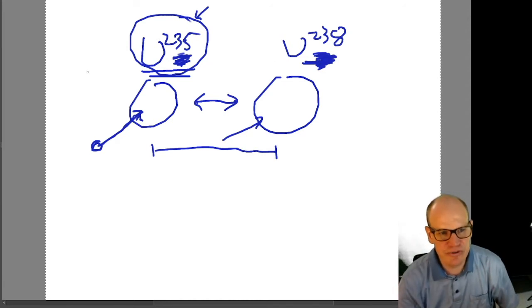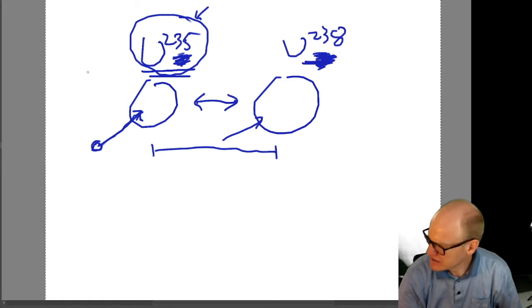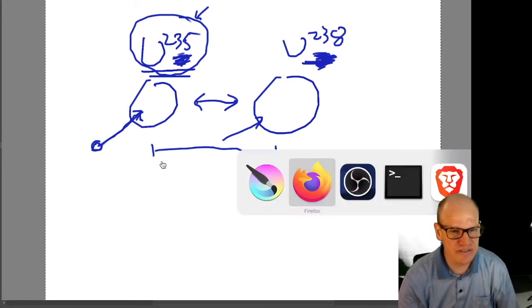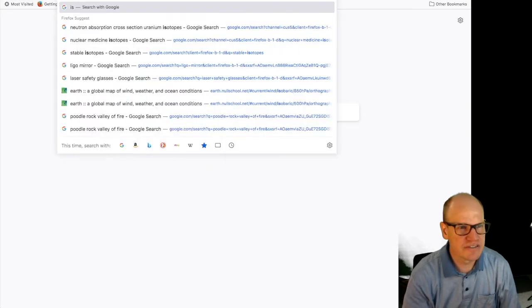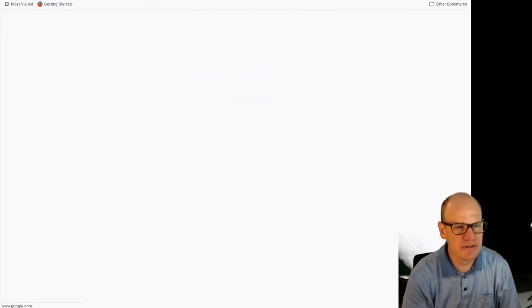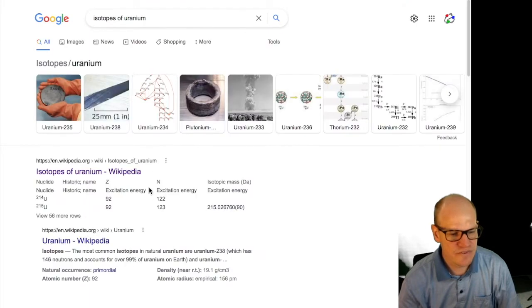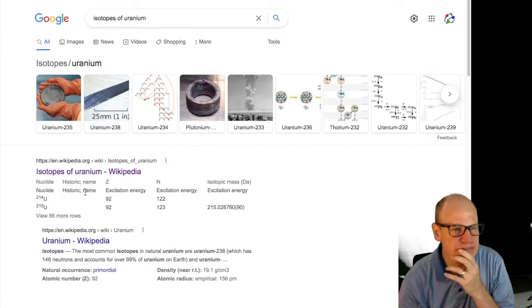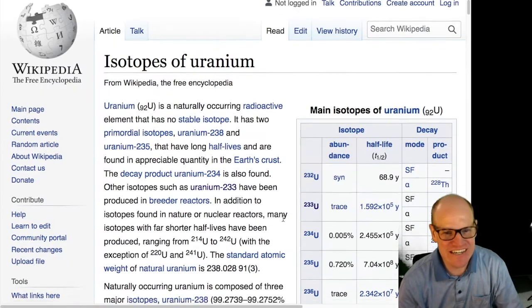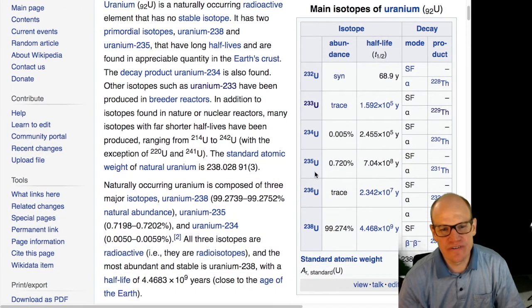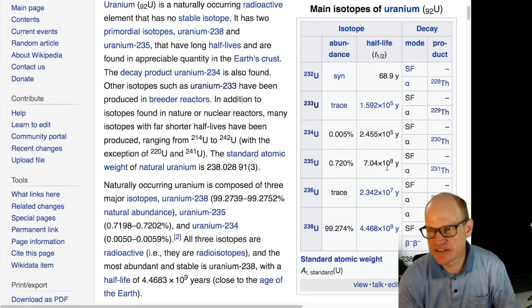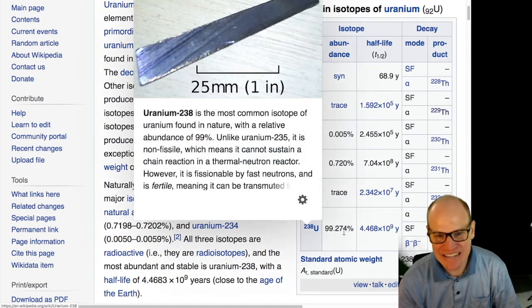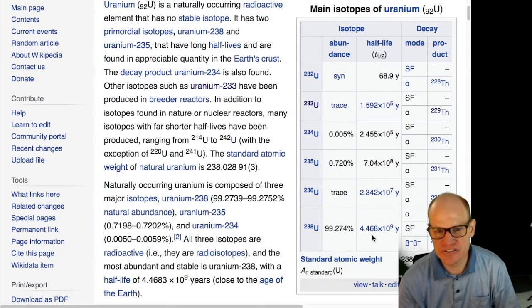So today, uranium-235 corresponds to about, I believe, 0.5%. So let's take a look real quick, just to make sure. Isotopes of uranium. Shorter half-lives are preferable in explosions for a dirty bomb. Okay, let's see. I'm looking for isotopes of uranium right here. So we can see that the half-life is 7 times 10 to the 8 years, which is like 10 to the 9 years, which is 1 billion. Uranium-238 has a half-life of 4.5 billion years, so it's much, much longer than this.